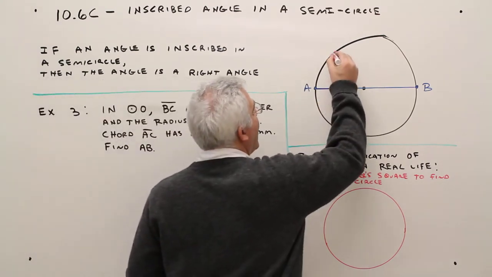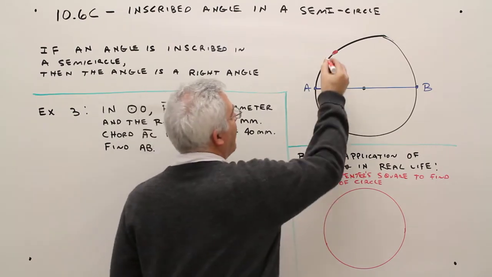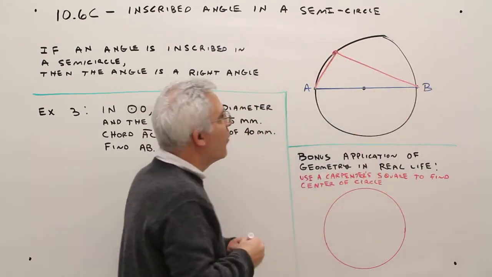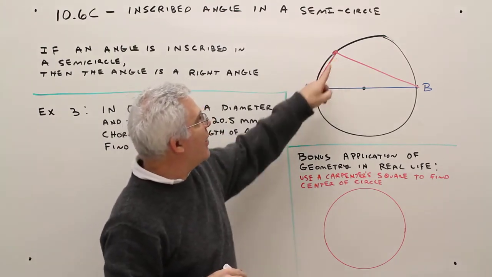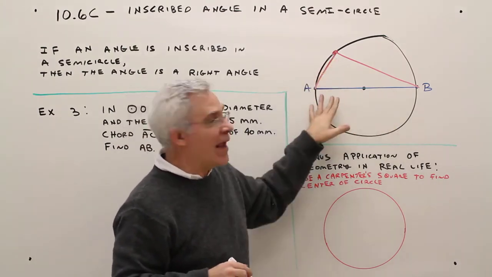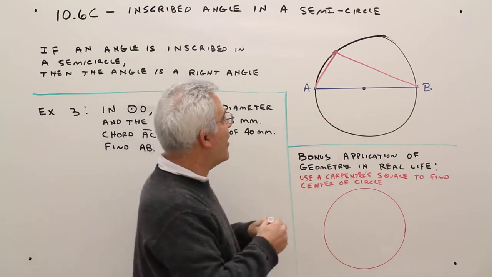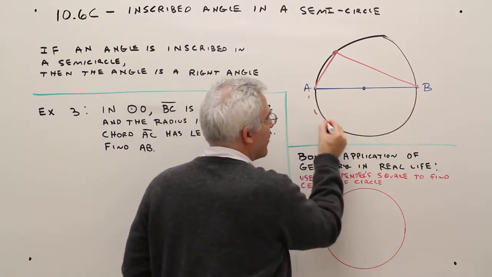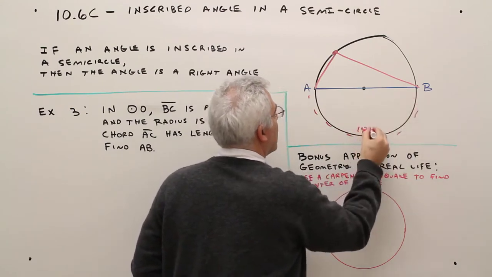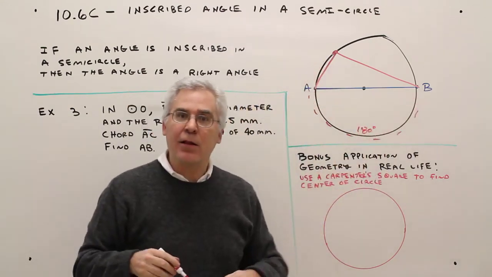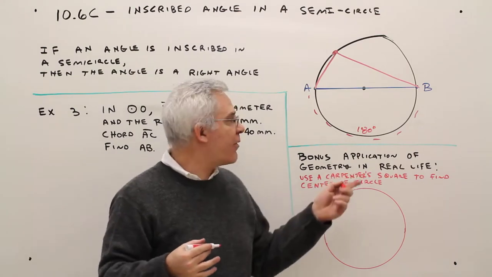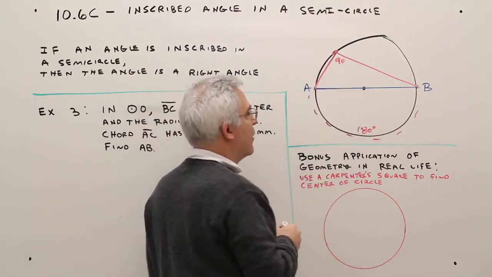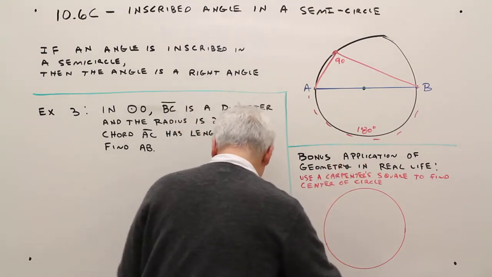Let's just pick any point on the circle. I'll pick that point. Let's draw it like such. Well, that angle is inscribed in a semicircle. AB is the diameter, and I know that this semicircle is 180 degrees. And I know an inscribed angle is half of the intercepted arc, so what's half of 180? 90.